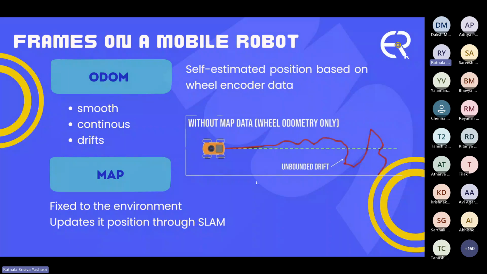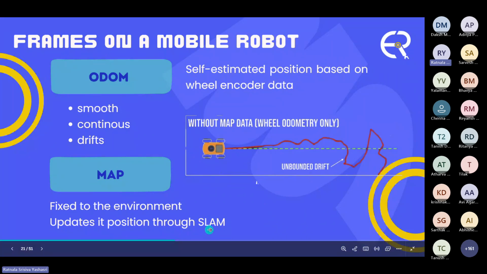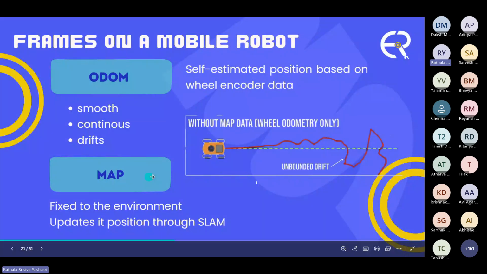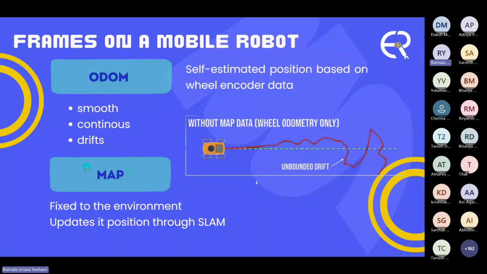And to fix this problem, the map frame comes into the picture. This is fixed to the real environment, the actual room, the building, or the outdoor space. It doesn't drift, it doesn't move. And what the robot does is that it knows where it is in the map frame through SLAM, which is simultaneous localization and mapping. As it drives, its LiDAR scans walls and features and builds a map. So when it recognizes a specific feature which it has seen before, it goes, oh wait, I remember. And then it corrects its position estimate. So this correction updates the transform between the map and the ODOM frame. A critical property of the map frame is that it takes jumps, which is why algorithms can't use it.